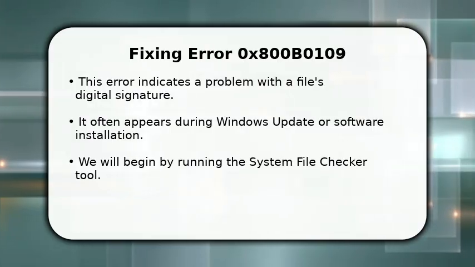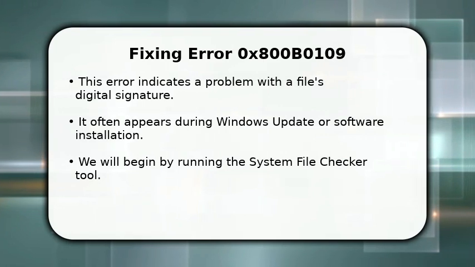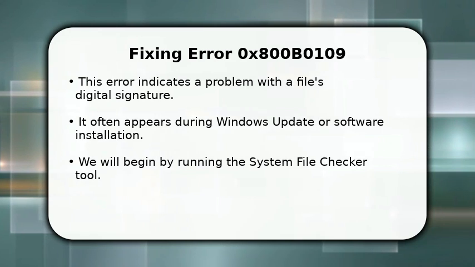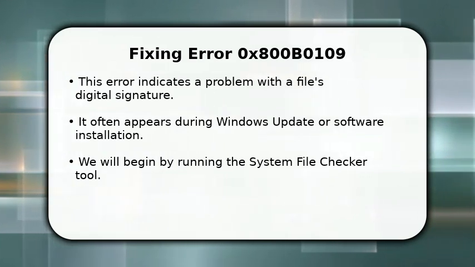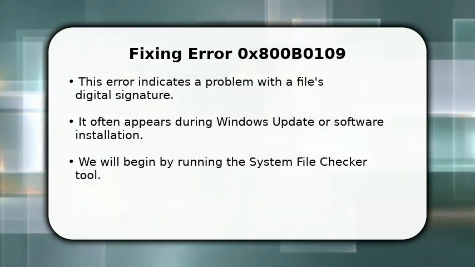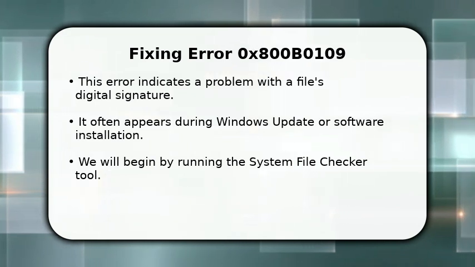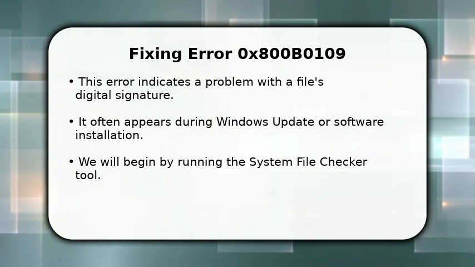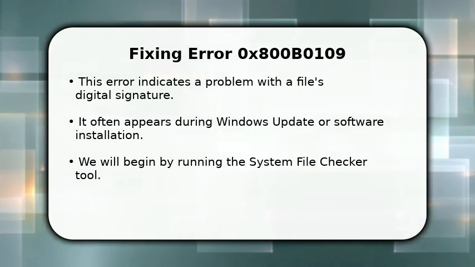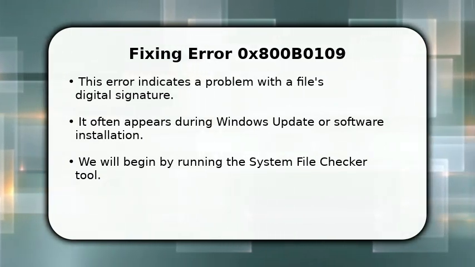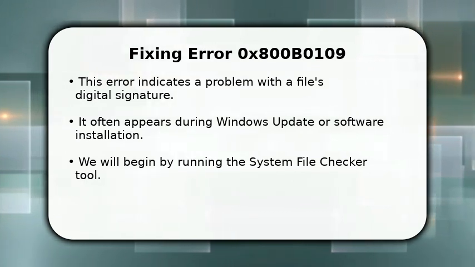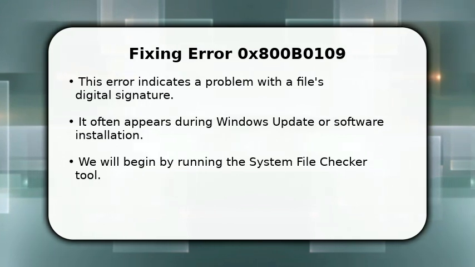In this video, I will explain how to fix error code 0x800b0109 in Windows 7. This common issue usually points to a problem with a file's digital signature, often encountered during system updates or software installations. Our first step involves using a built-in diagnostic tool to scan and repair corrupted system files, which can often resolve the underlying cause of this error. Let's get started with the initial troubleshooting.